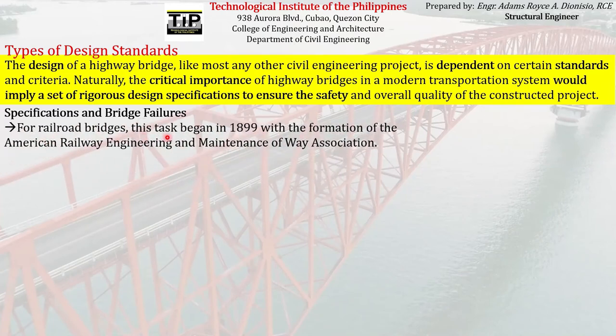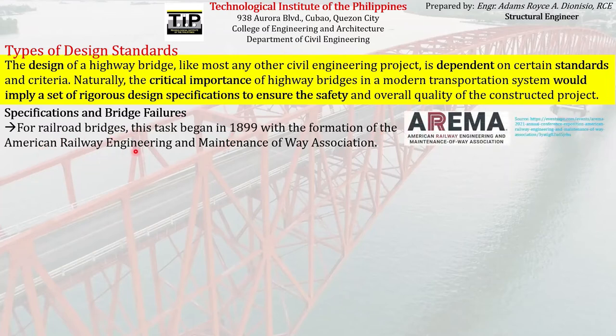For railroad bridges, this task began in 1899 with the formation of the American Railway Engineering and Maintenance of Way Association, or AREMA. So this is their logo. Their main task already began way back before AASHO was formed. They were tasked to address the problem for railroad bridges way back in 1899. So that is AREMA, an organization that is mainly focused on railroad bridges.